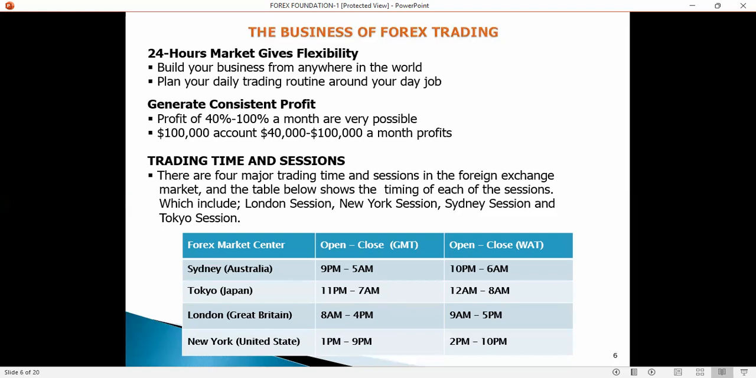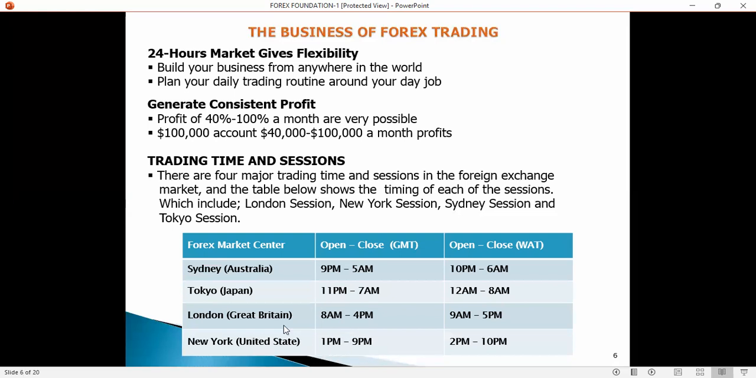And right after that, by 1 p.m., the New York market opens and closes at night by 9 p.m. Now, like I've said, all of these markets are 24 hours a day, 5 days a week, between Sunday night and Friday evening. All right? So guys, you can trade within this time, but these are the times you will find most of all these pairs being active.